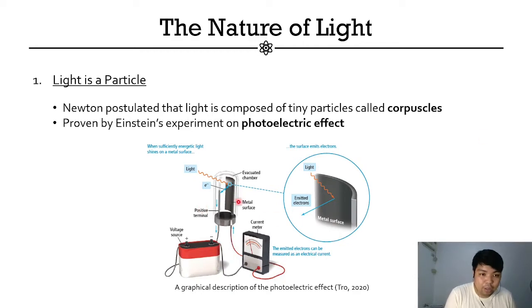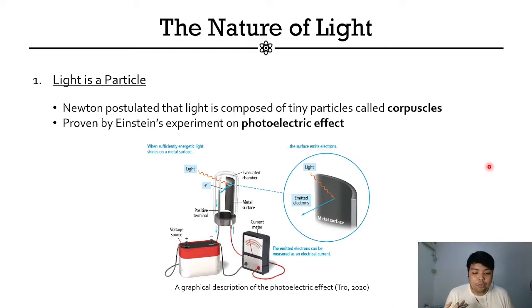Now, when light strikes a metal surface, if it has enough energy, it is able to eject electrons out of the metal surface. These ejected electrons are detected by this positive terminal, which is further detected by the presence of a current. This phenomenon of the ejection of electrons by incident radiation of light is what we call the photoelectric effect.